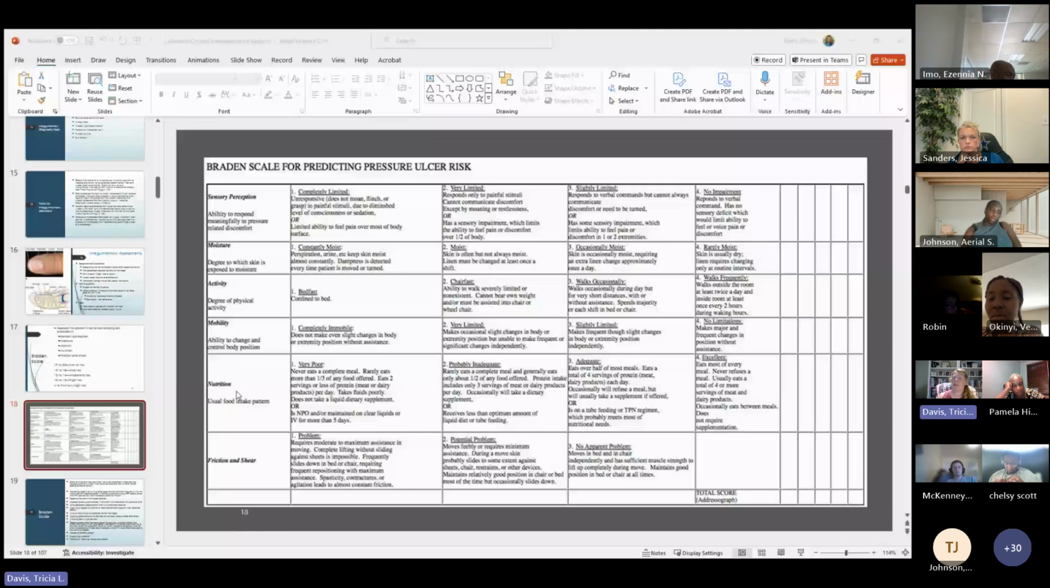And then what's their nutrition? Because if they don't have good, adequate nutrition, then we know they're not going to be able to heal properly. They're not going to have that good protein. So they're at risk for developing skin issues.